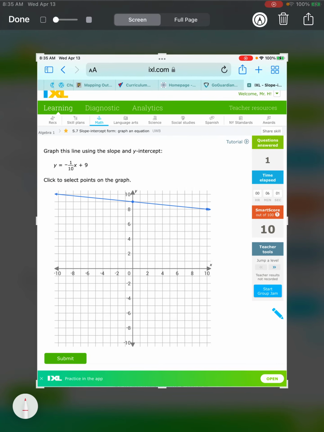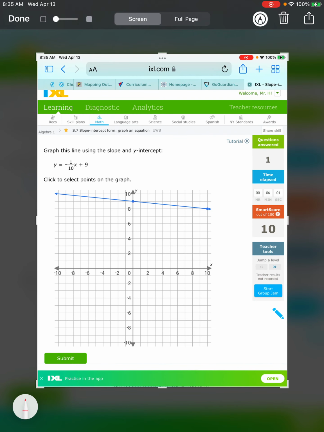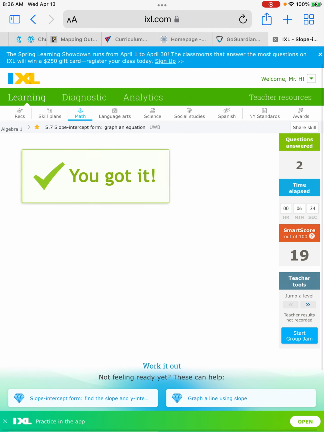Let me be more clear. I just want to show you what I'm doing. I'm going down 1, and then I'm running 10. 1, 2, 3, 4, 5, 6, 7, 8, 9, 10. That's my second point, and then it'll draw a line. So let me delete this and let me submit it.